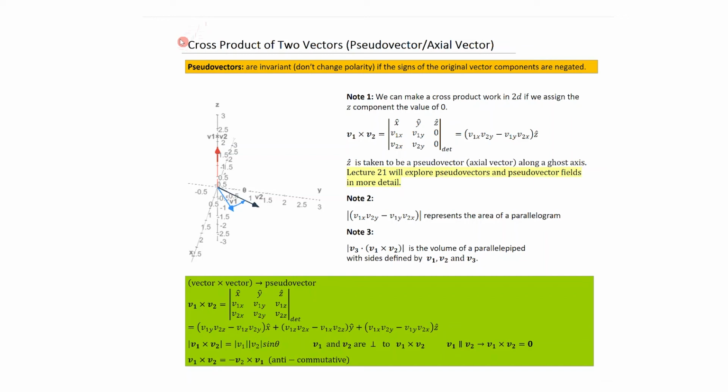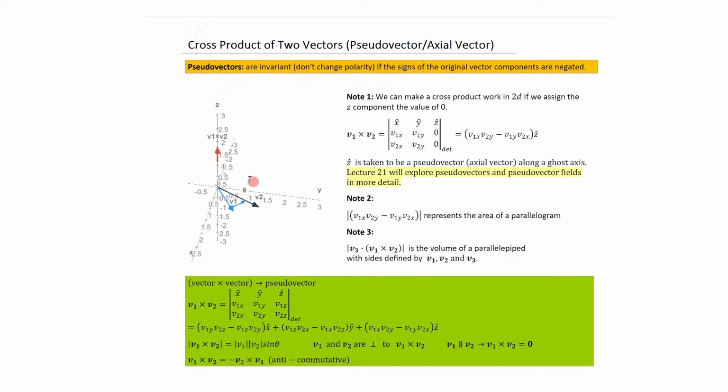We'll come to that shortly, but I'm just saying that there are always ways of twisting things to make things work for you. All right, so let me now give you the explanation as to why a cross product between two vectors is something called a pseudovector or axial vector. And properties of pseudovectors are invariant. They don't change polarity if the signs of the original vector components are negated. And we'll come to this in a second. This is just a formal definition, and we'll basically go through it by way of an illustration.